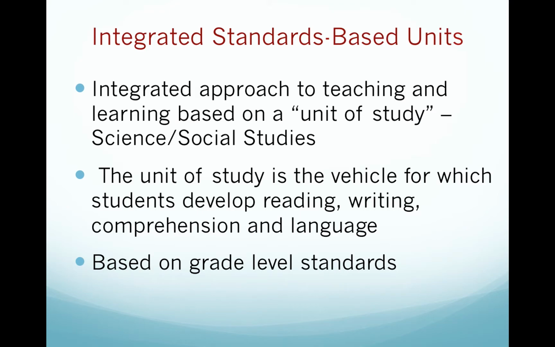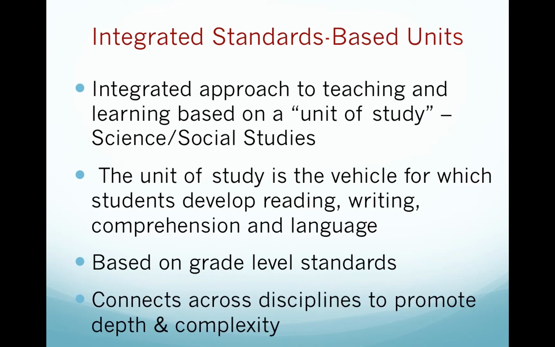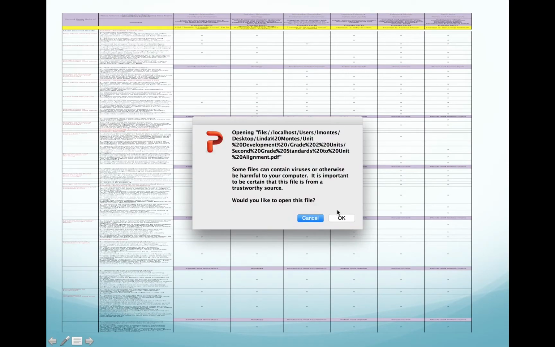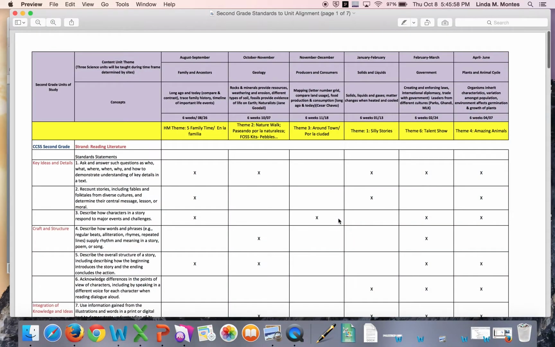And definitely they're based on grade level standards to ensure that we are making connections for the students across the disciplines so that we promote that depth and complexity that comes from ensuring that we're meeting students at their grade level with grade level content standards. So in our district we have developed these content-based units.